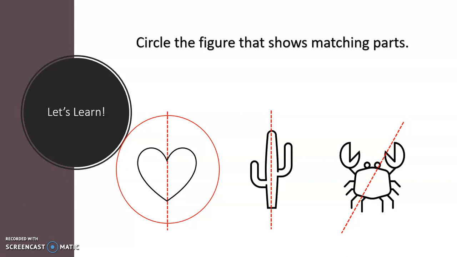Remember, symmetry is going to look exactly the same when it's cut in half. However it's cut in half. It does not have to be cut in half up and down. It could be cut in half side to side. Could be at an angle. Any way it's cut in half.